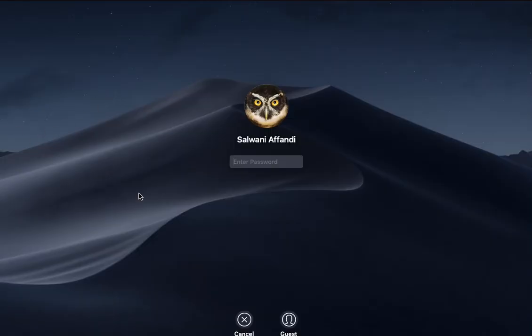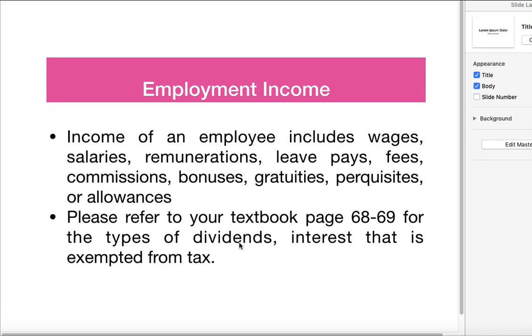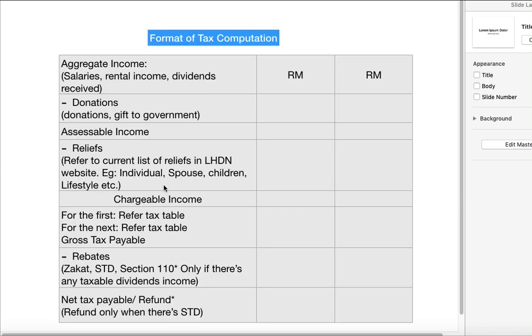To be more detailed, you can read it on your own on page 68 to 69. So that's an example of the incomes that are exempted from tax, or not subject to tax. So what I'm talking about, this is the next slide, the format of tax computation. This one you can also refer to on page 79 actually. So this is what we are going to do.